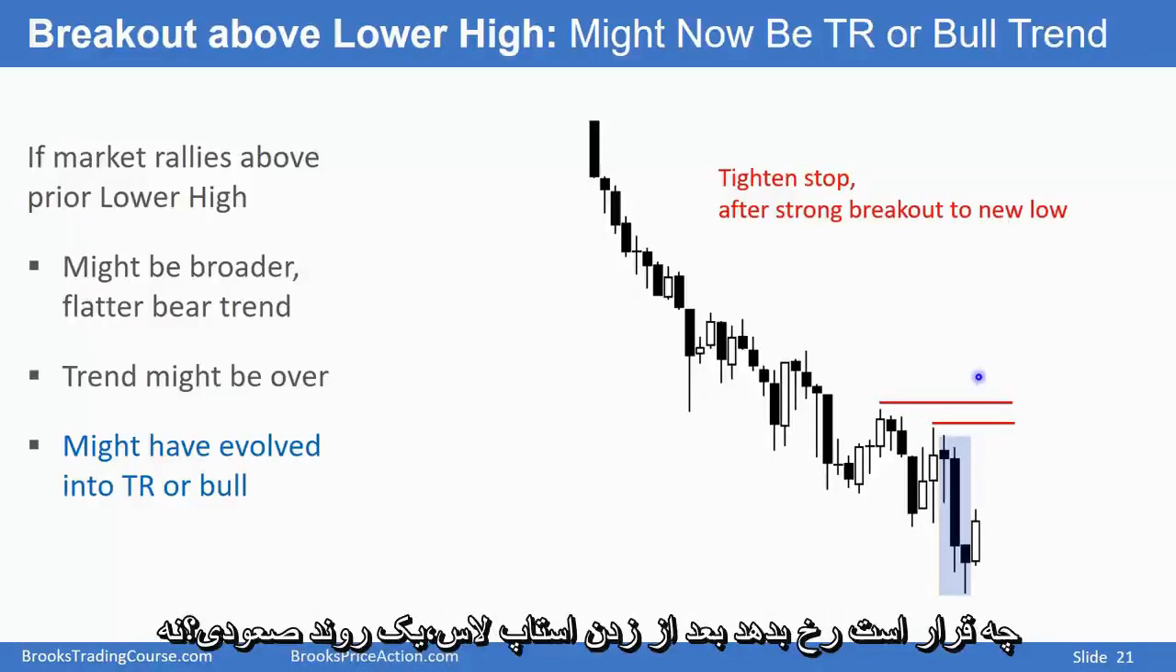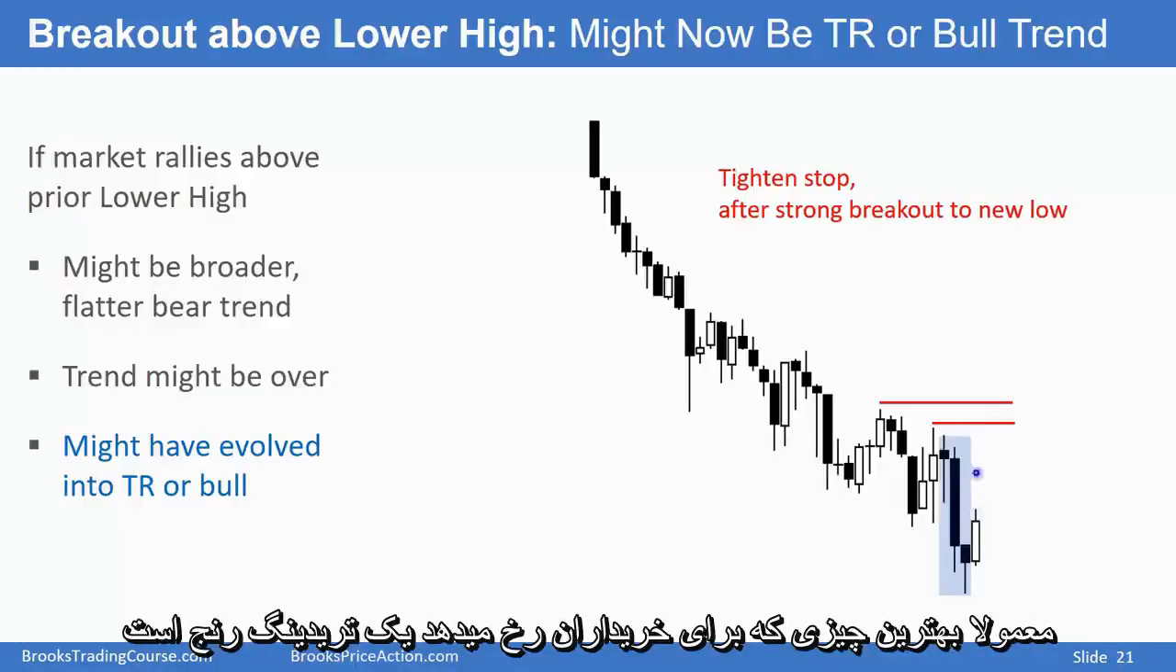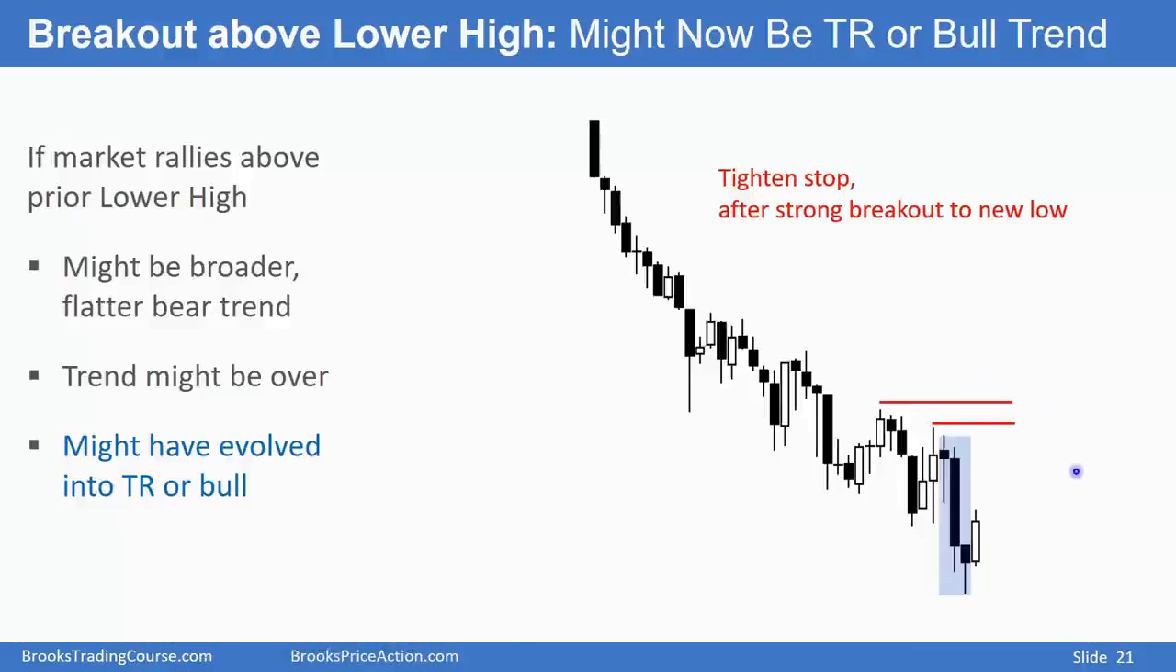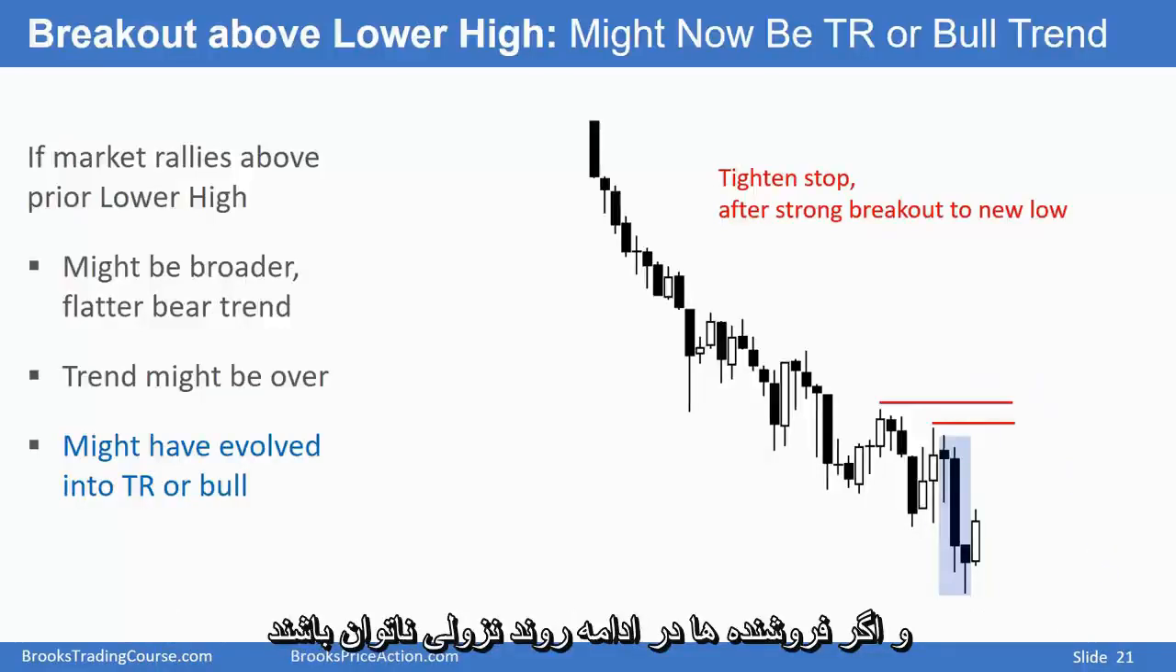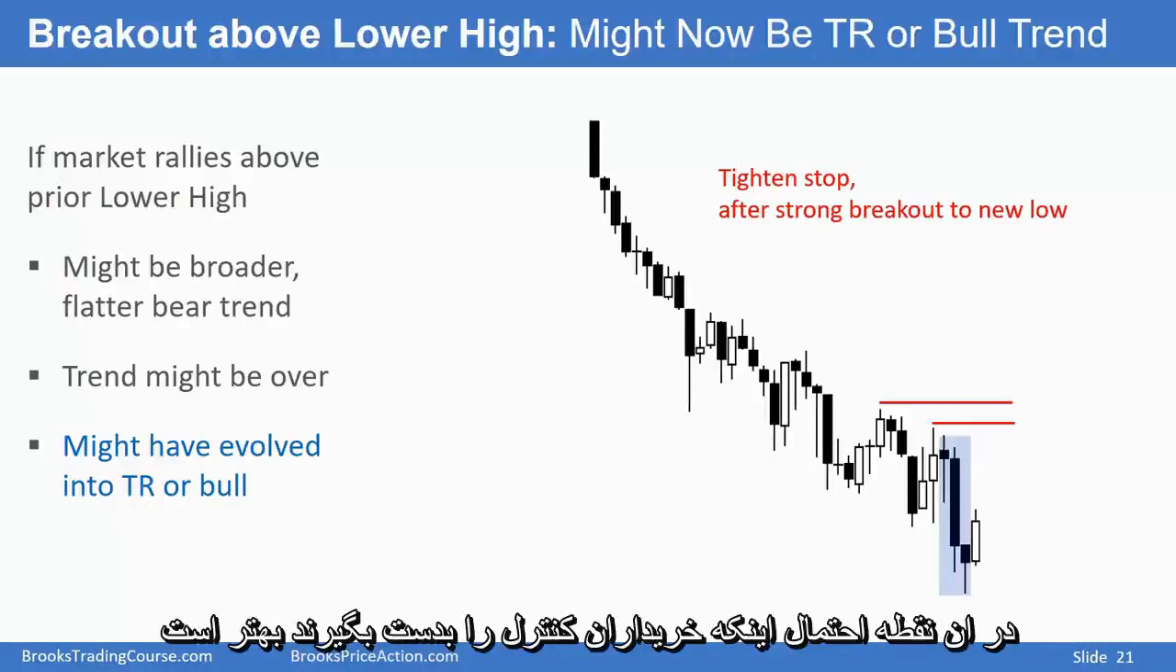And what happens if you get stopped out? Is it a bull trend? No. A tight bear channel like this usually cannot then become a bull trend. Usually the best the bulls can get is a trading range. And if the bears are unable to resume the trend down, the bulls have a shot at a major trend reversal within that trading range. And at that point, the probability of the bulls taking control is better.